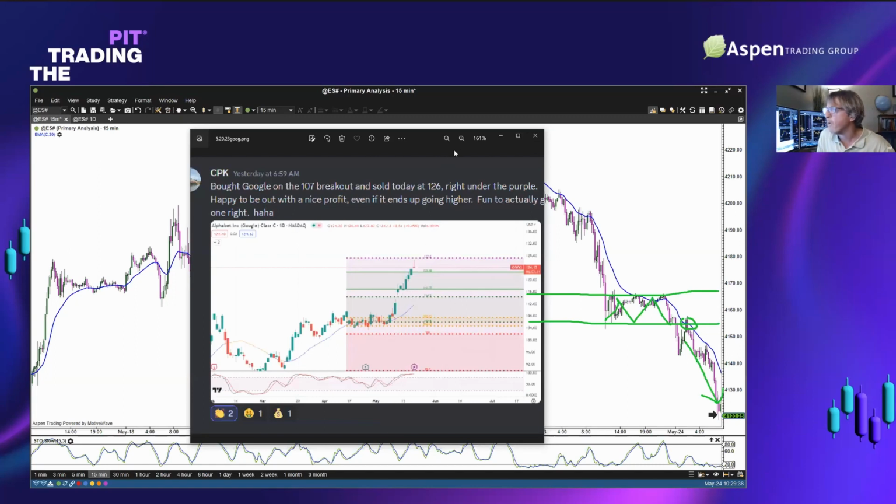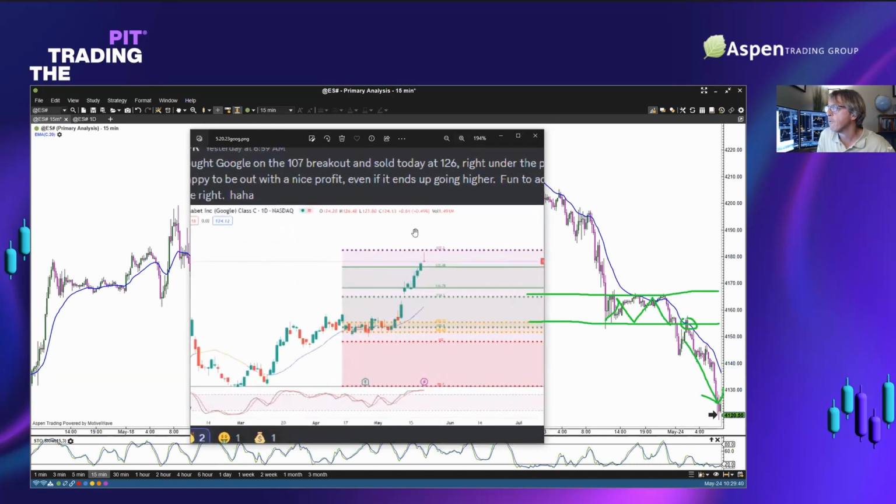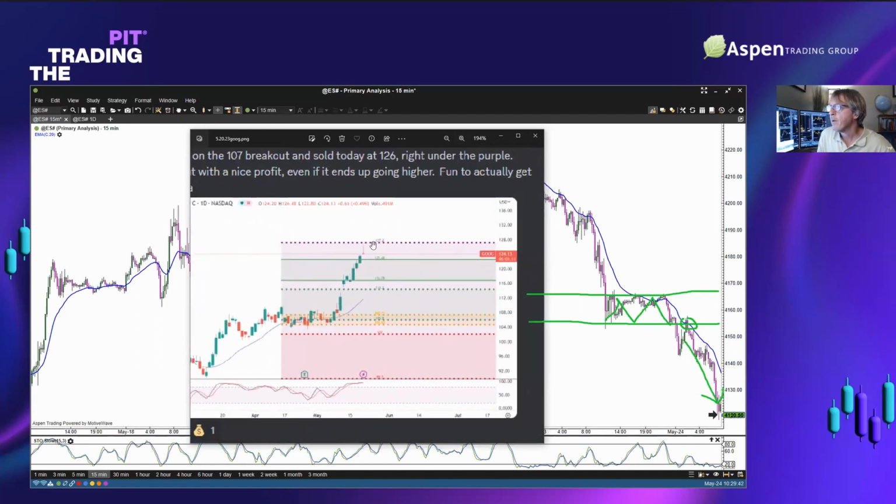Looks as though it's about 115. Let me blow this up just a little bit here. And then all the way up to 127, which is where he got out of his trade. That's a pretty easy process to follow, at least in terms of the very basic building blocks of it. And that's why we use these levels, because they give us permission to make trades based on relevant real-time data.